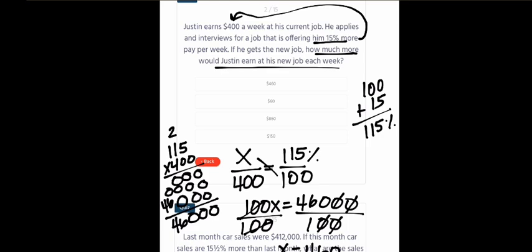Does it ask me how much he's going to make? No. The question asks me how much more will he make. So now that I know how much he will make, I'm going to subtract how much he makes now at his current job, and that gives me $60. He's going to make $60 more a week at his new job.